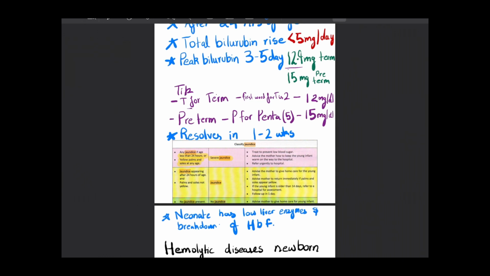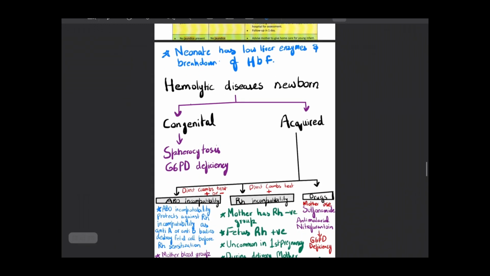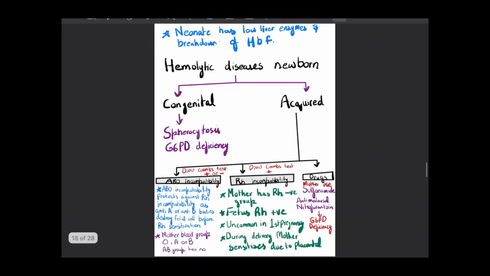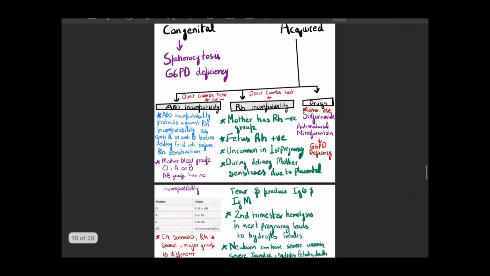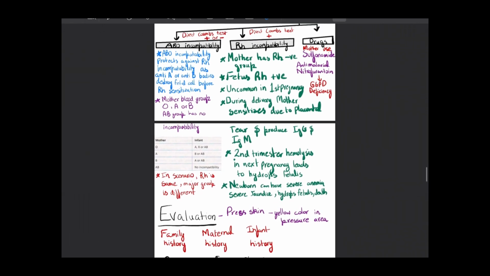So classification of jaundice: if jaundice is less than 24 hours or in palms and soles, then always refer to the hospital. It is pathological jaundice. The reasons I have discussed earlier, that the neonate has low liver enzymes and HbF breakdown is happening. Next is hemolytic disease of the newborn. So it can be congenital, either spherocytosis and G6PD deficiency, or acquired. For acquired, we have 3 types. First, we start off by discussing Rh incompatibility.